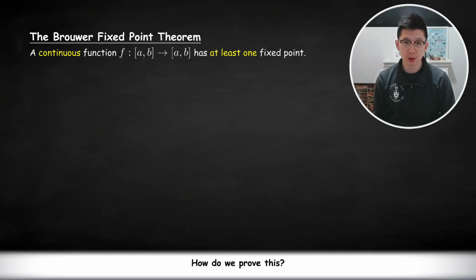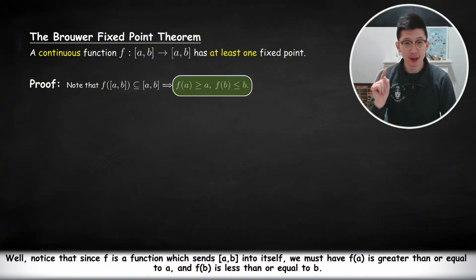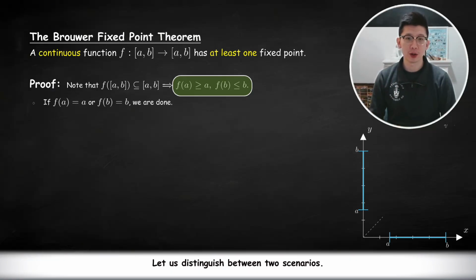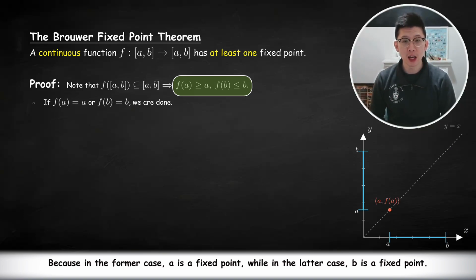How do we prove this? Well, notice that since f is a function which sends [a, b] into itself, we must have f(a) is greater than or equal to a, and f(b) is less than or equal to b. Let us distinguish two scenarios. First, if either f(a) is indeed equal to a or f(b) is equal to b, we are done. Because in the former case, a is a fixed point, while in the latter case, b is a fixed point.